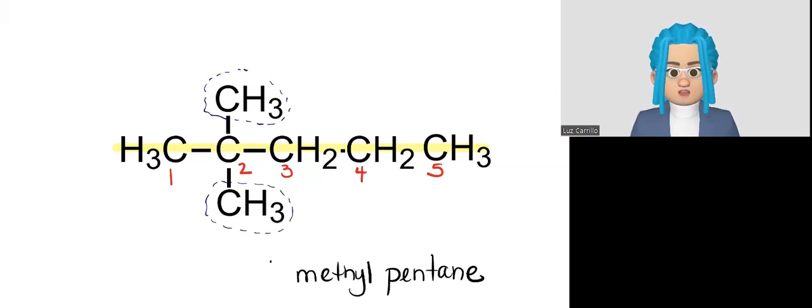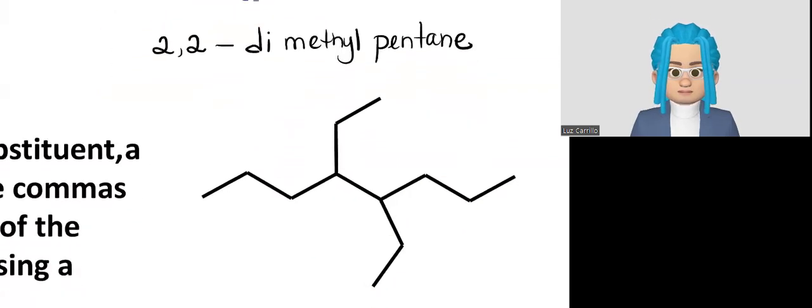Because we have two of them, we're going to use the prefix di in front of methyl, and then we're going to give the location of those substituents. Both of them are present on carbon 2, so we're going to do 2,2, representing that both of those methyl groups are on carbon 2 in that main chain that is called pentane. Let's do the other example that we have on the slide.